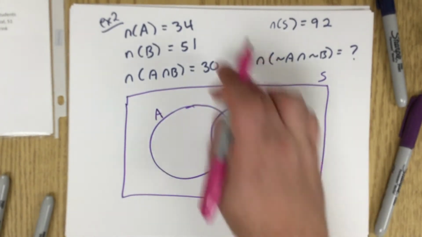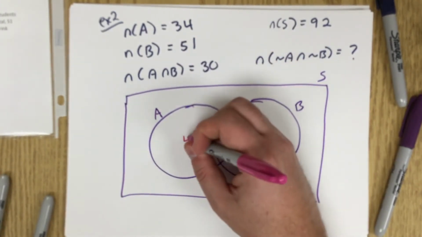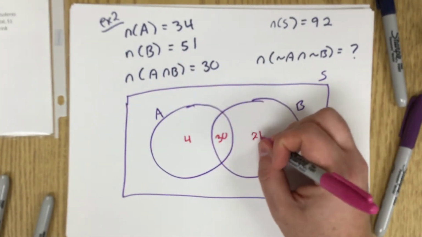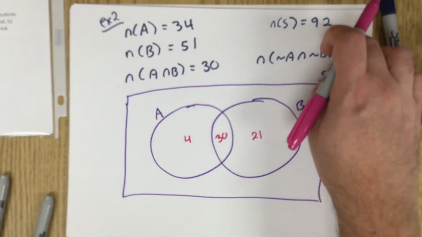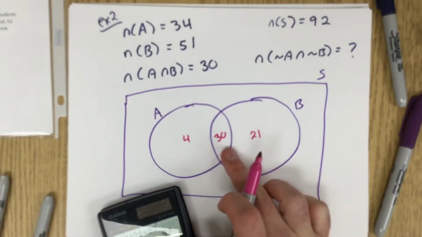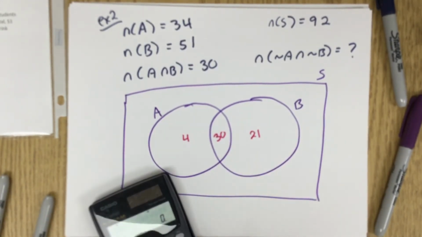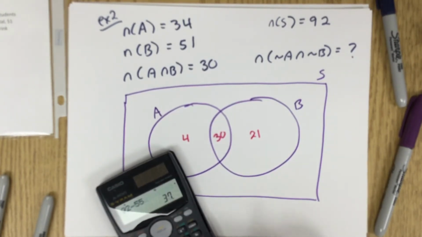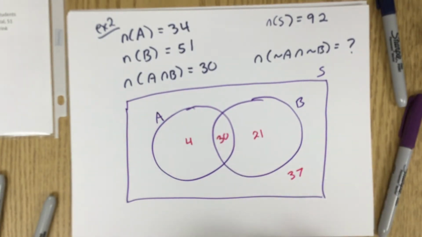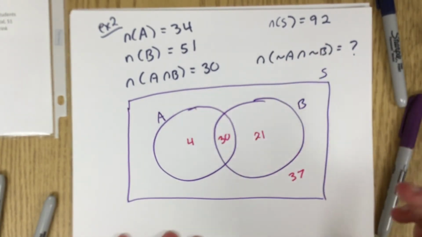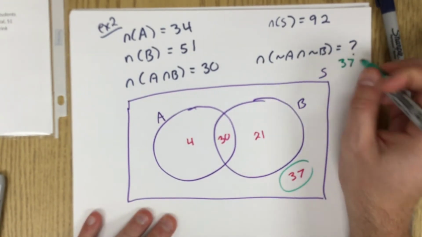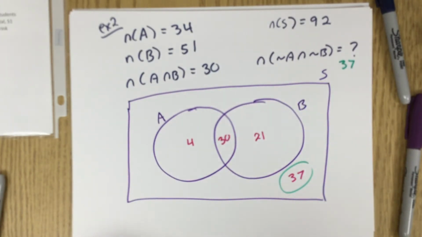Now the next one we could put on, we know that this and this has to add up to 30, so that's going to be 4. This and this has to add up to 51, so that's going to be 21. Now S is going to be all of these added together, so that's going to be 92. So we've already accounted for 55. So 92 minus 55 is going to be 37 out here. And we're asking for the number that are not in A and not in B, and that's just going to be that over there. So the answer to that is 37.